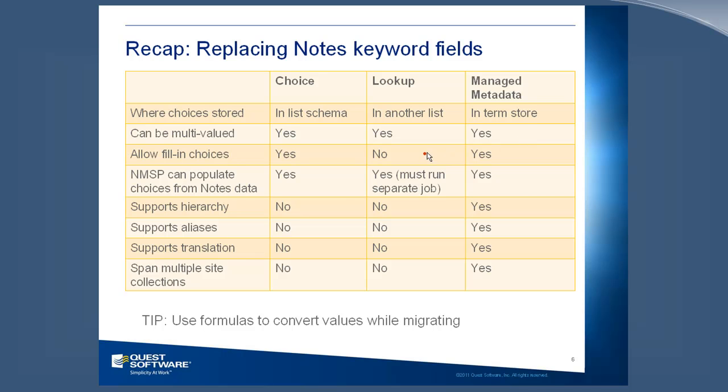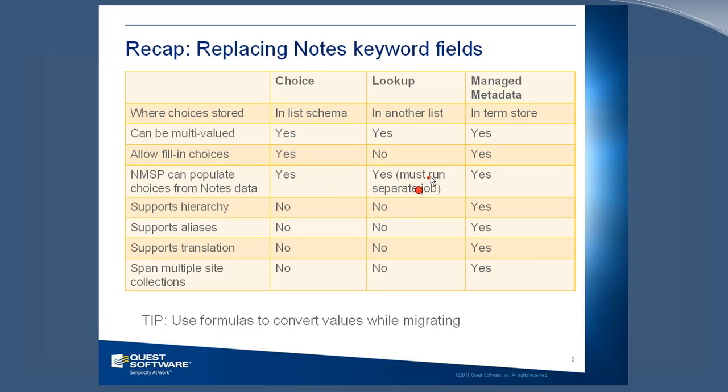Interesting to note that lookup fields do not allow users to just add a new value on the fly, where you can enable that for choice fields and managed metadata fields. So for a lookup field, you'd have to force the user to go to the lookup list to add a new value. It depends on your application whether that makes sense, but that's something to keep in mind. In all three cases, Notes Migrator for SharePoint can populate the choices based on the notes data that we're finding.